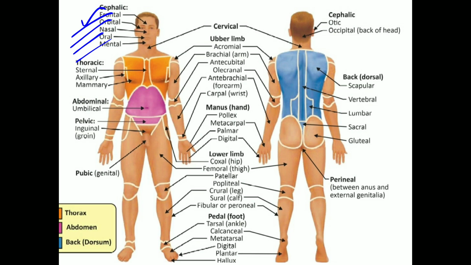Okay, here you can identify those regions. Cervical refers to the neck. Sternal refers to the anterior middle chest. Mammary refers to the breast. Thoracic refers to the chest, the whole chest. Then abdominal refers to the abdomen, and umbilical refers to the region of the umbilicus. Coxal refers to the hip. Pelvic is related to the hip.